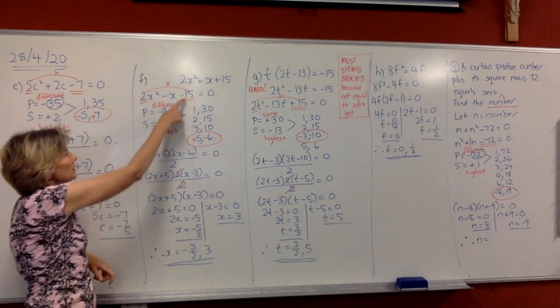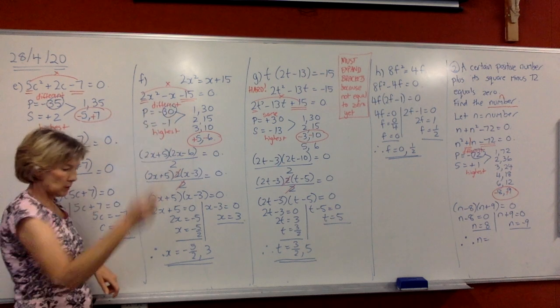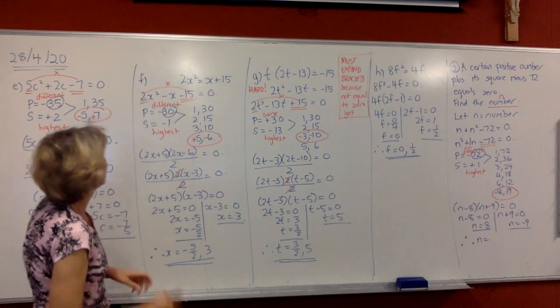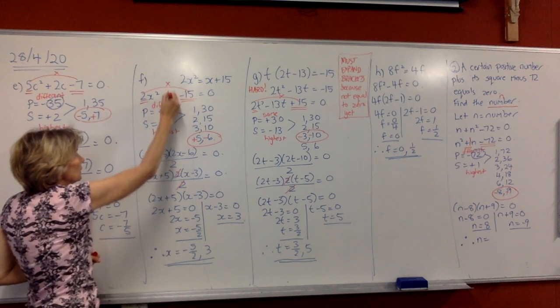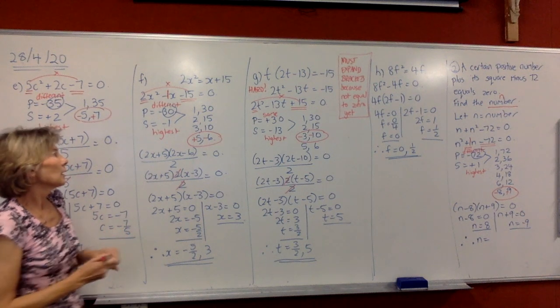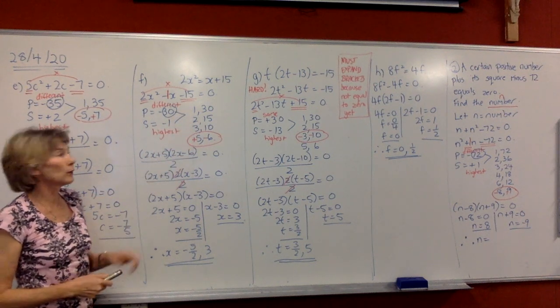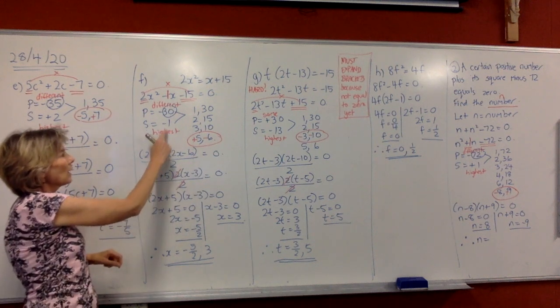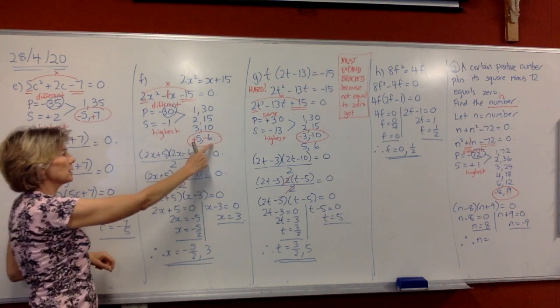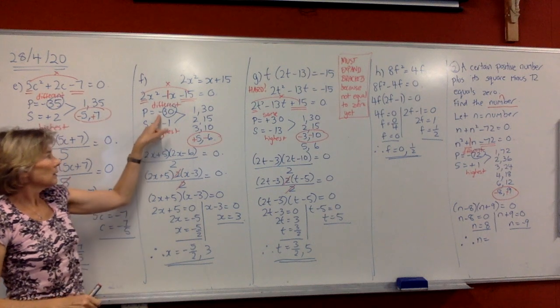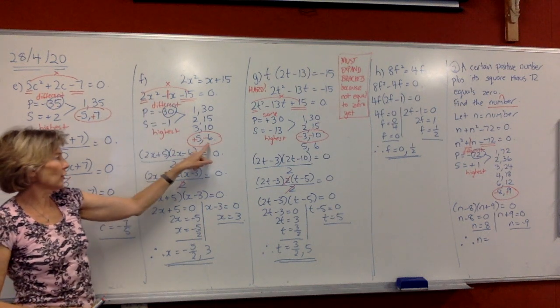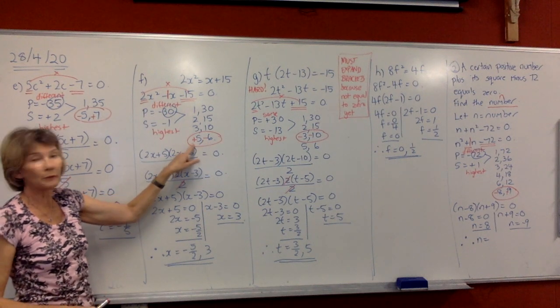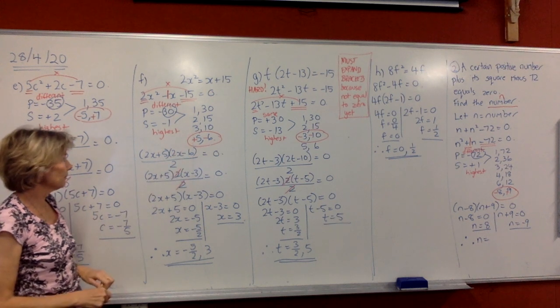So the product is minus 30, the sum is minus 1. Don't forget that if there's no number there, it's a 1. Go through your factor pairs, and the one we're looking for to get a 1 is 5 and 6. The highest is going to get the minus, so the 6 will get the minus. The negative up here says they're going to be different, so if that's minus 6, this will have to be plus 5 to be different.